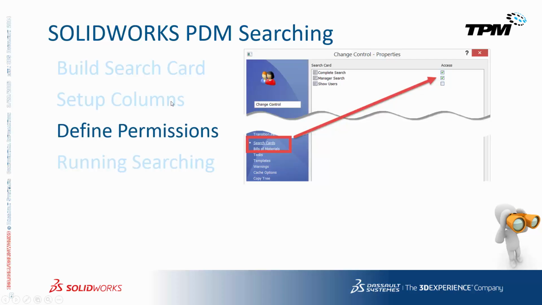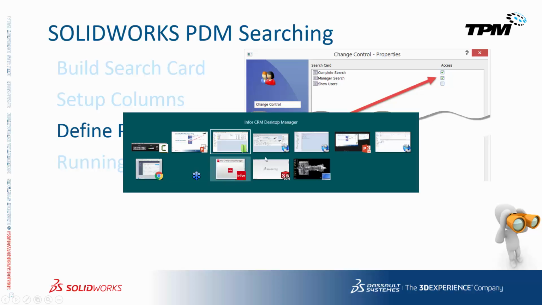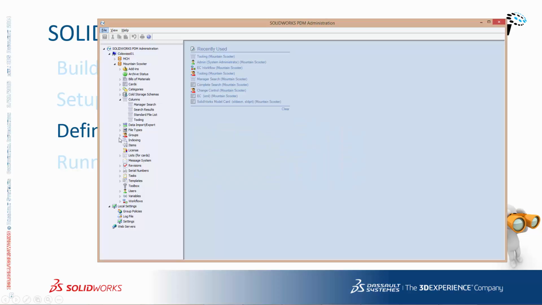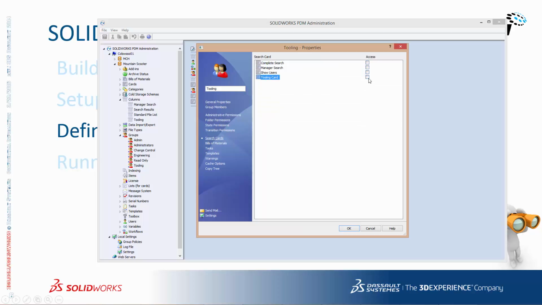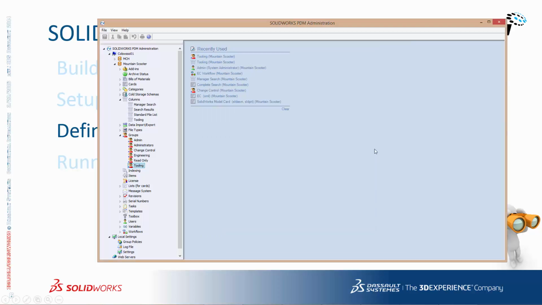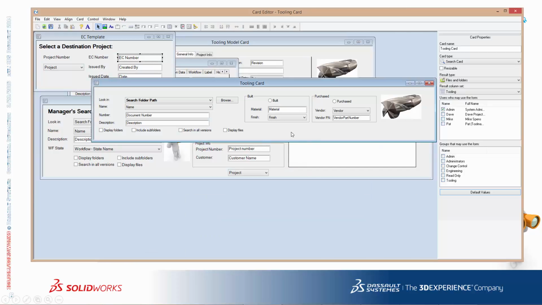Okay. All right. The last thing about the search card, after you've built the search card and set up the columns, is defining who can actually run it. And there's 2 places where you can set this. One place is in the groups. So if I go into the tooling group and come down to the search card node, then I can just come over here and turn that on. Or the other place is on the data card. If you're in the data card over here on the right, groups that may use the form, I just turn on tooling here while I'm doing everything else. And then the search card is pretty much set up and ready to go.